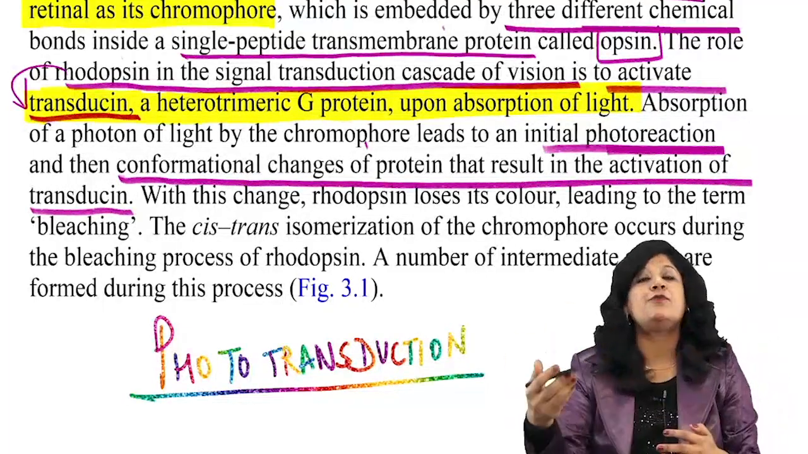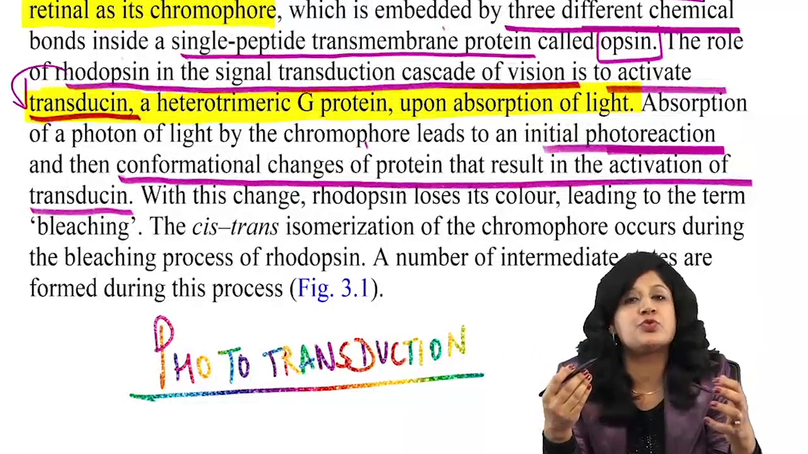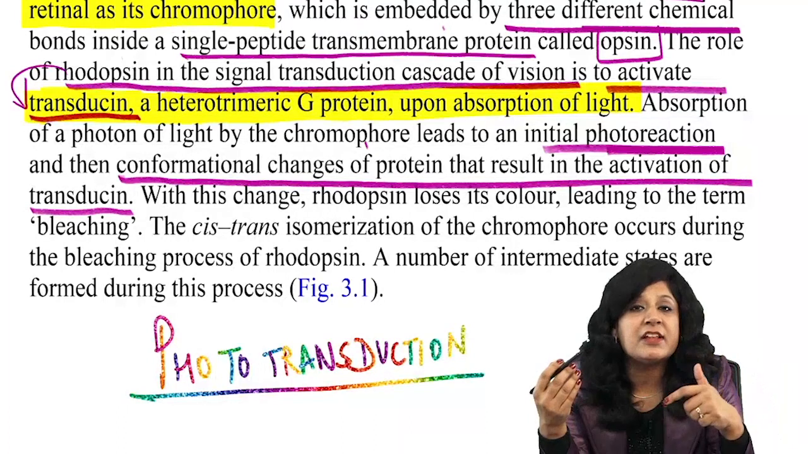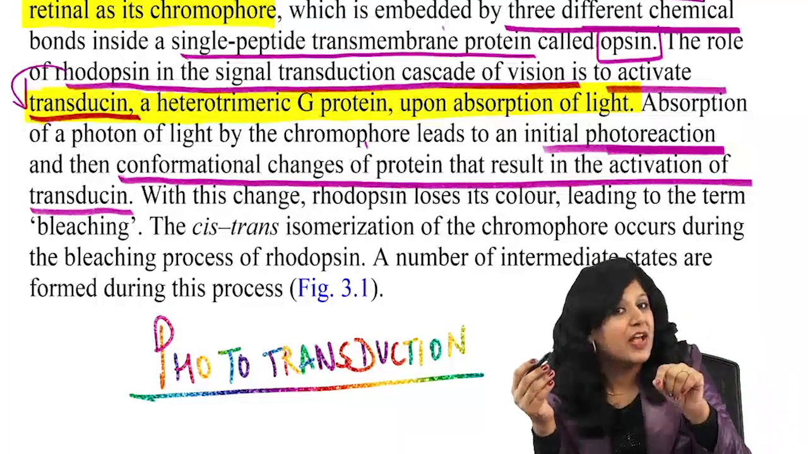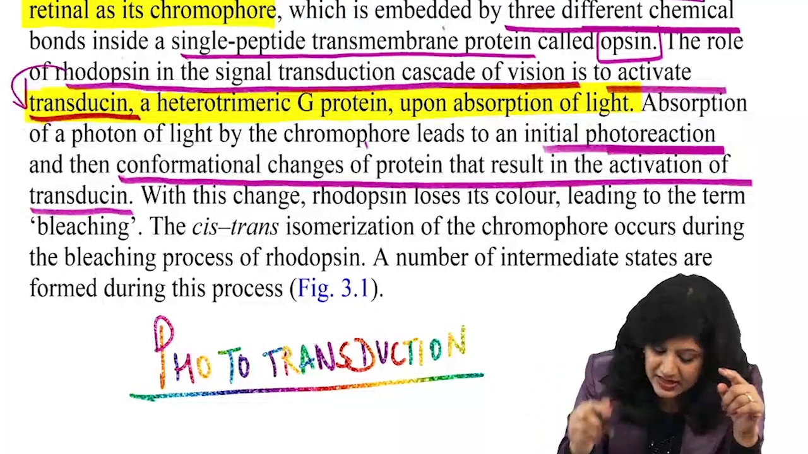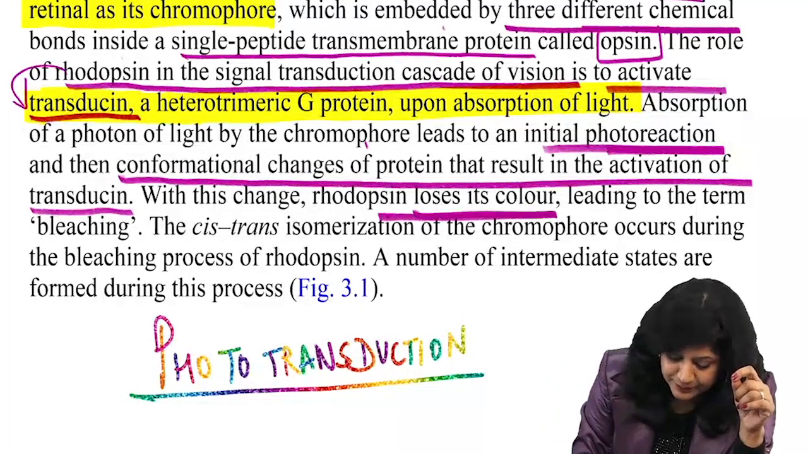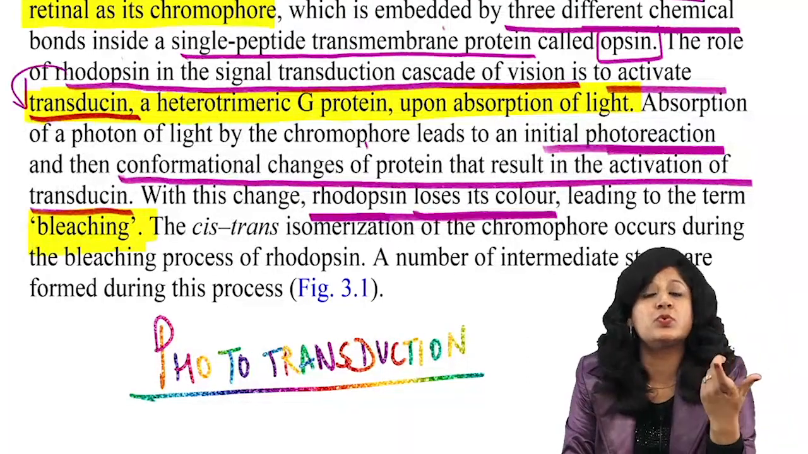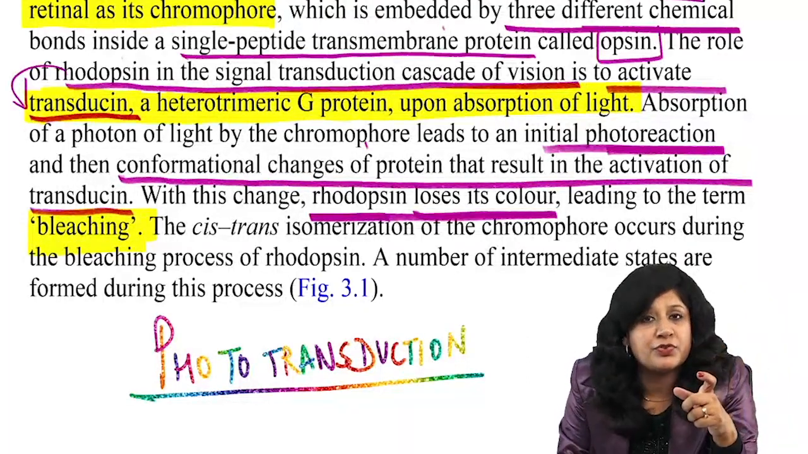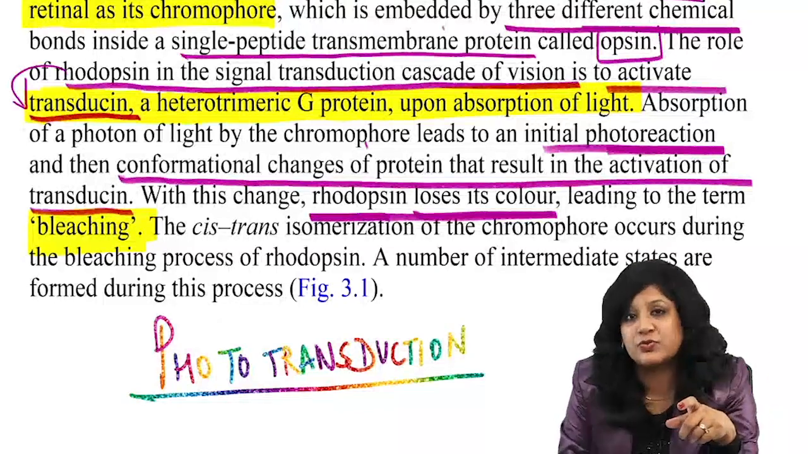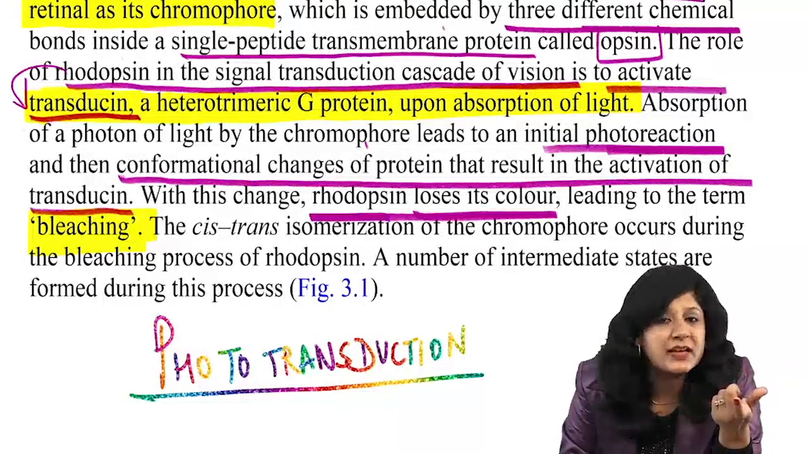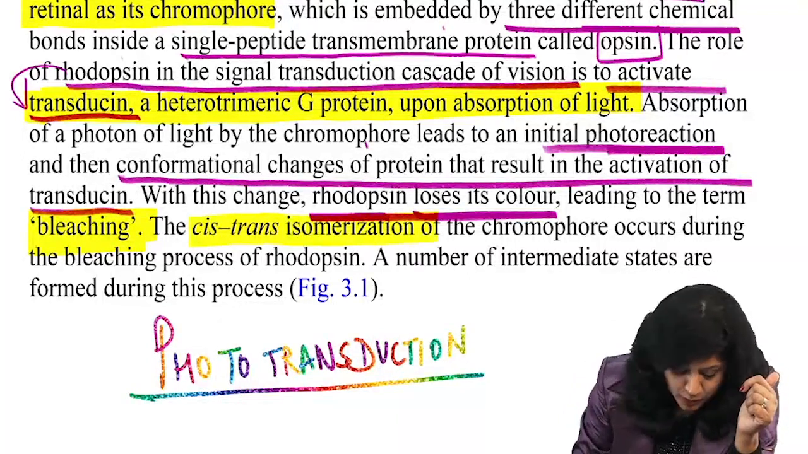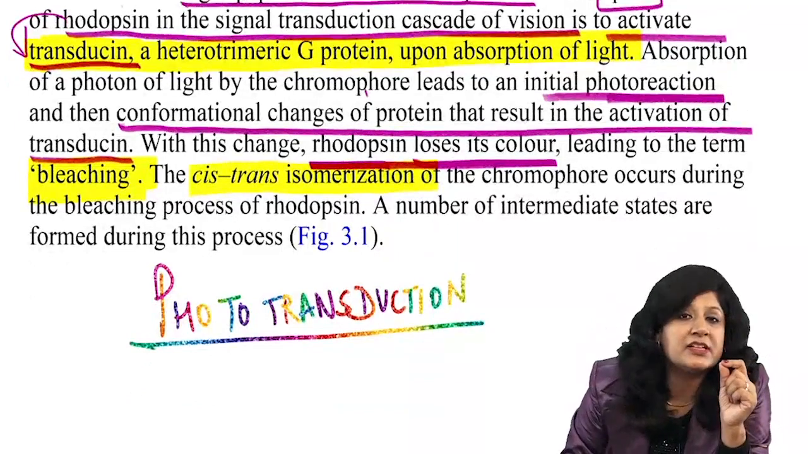So we have got a number of photochemical reactions which are taking place, due to which we have got the activation of this transducin. And what will happen? The rhodopsin is activating the transducin, and while activating this, it is losing its color. And that is why we have got the term bleaching. Bleaching means the losing of color. So while doing the phototransduction, while activating this transducin, the rhodopsin is losing its color, and that is why it is called bleaching. And the cis trans isomerization of the chromophore is also occurring during this bleaching.